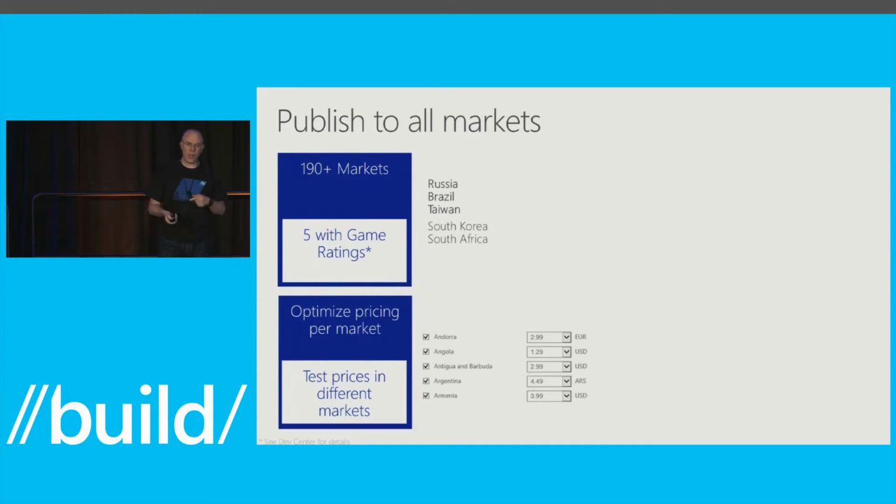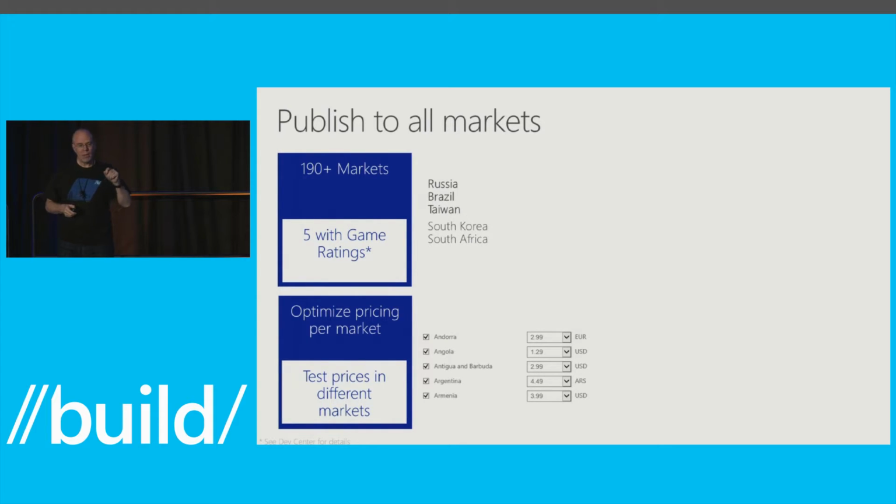And as you're doing that, especially for Windows Phone, think about what price you want your app to be. Clearly, you can choose one single price across the world, but you can also test and optimize your pricing for different markets. You can decide to price it higher in some markets, lower in some markets. You're able to do that.